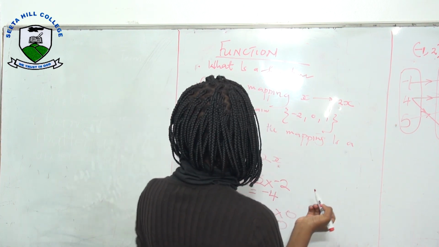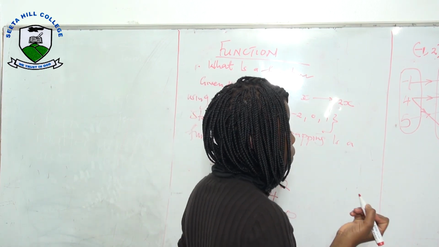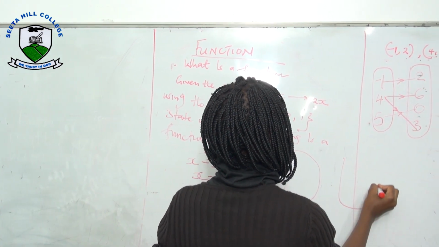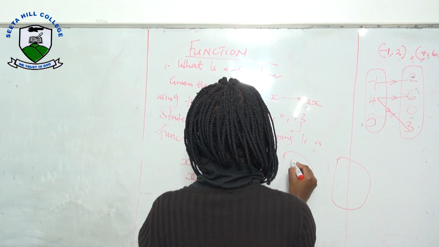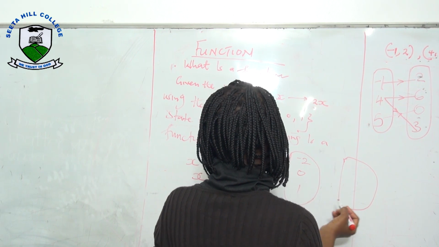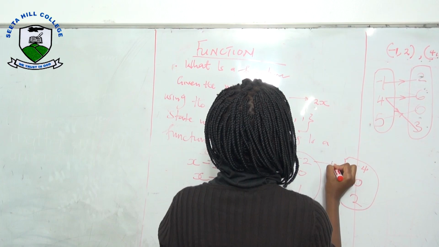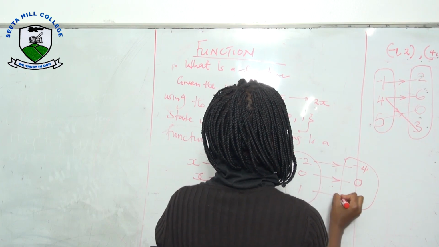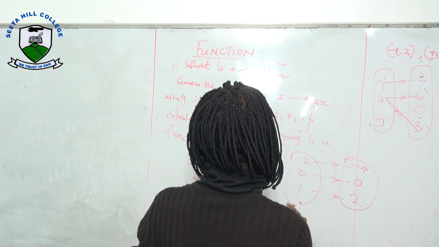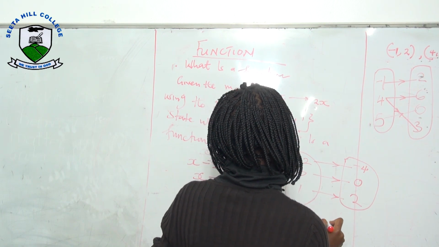So we have to state whether the mapping is a function. So we have to first find out if it's a one-to-one mapping. So this is -2, 0, and +1. So here I have -4, 0, and +2. So the mapping, therefore, is a function.